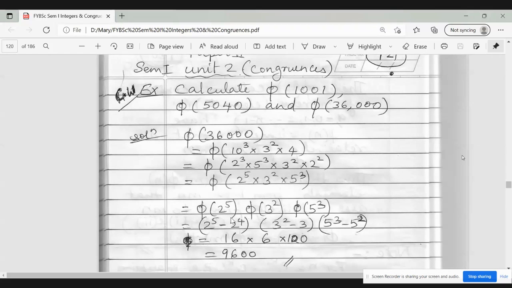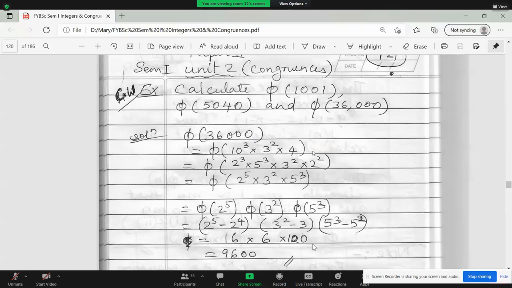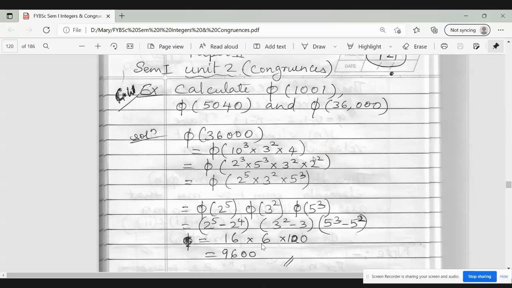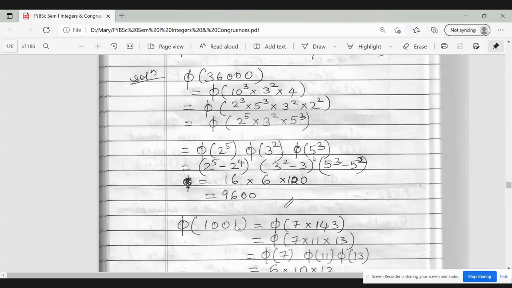Now this is 2 raised to 5 minus 2 raised to 4, which is 32 minus 16, so 16. This is 9 minus 3, 6. This is 125 minus 25, so 100. So this is your answer. In different ways you can solve the sum. Understood the method? Now for example, phi of 1001. Now 1001, is it prime?